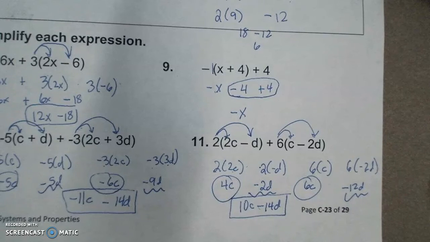Your turn-in is your 1-6 distributive property. It says practice it or prove it on it.